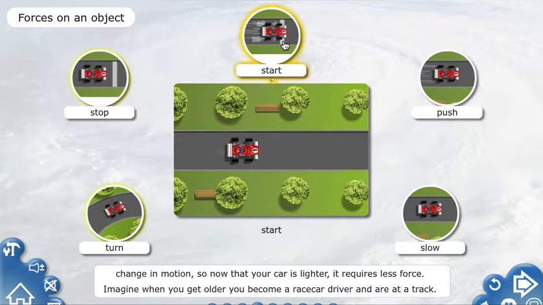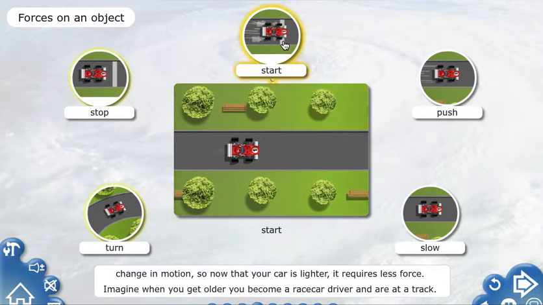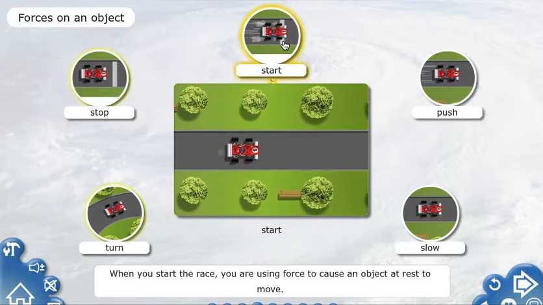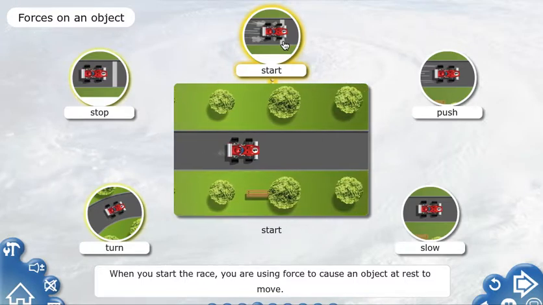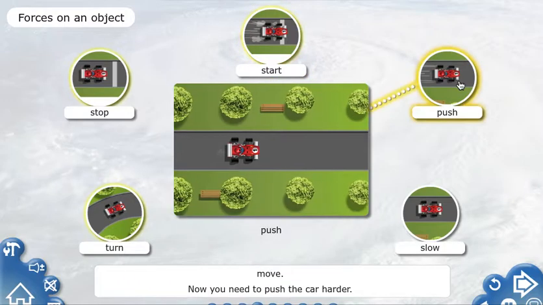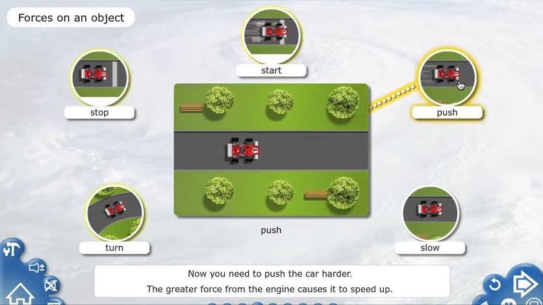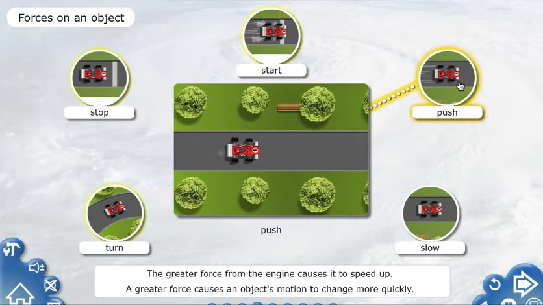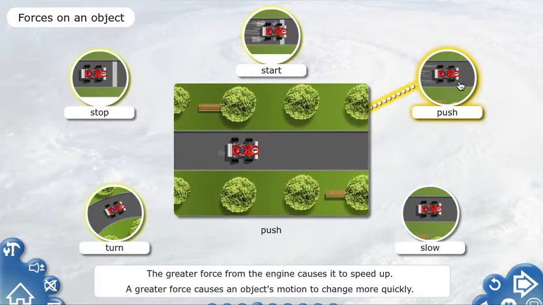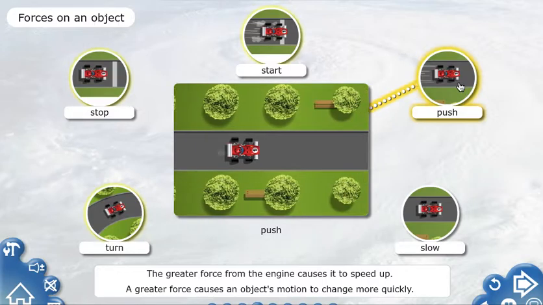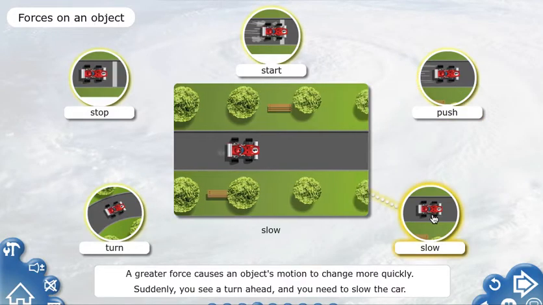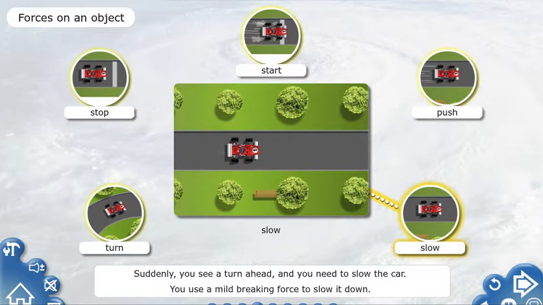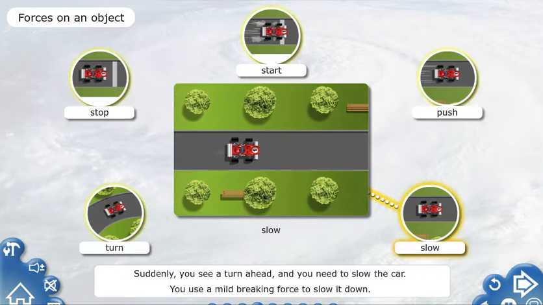Imagine when you get older, you become a race car driver and are at a track. When you start the race, you are using force to cause an object at rest to move. Now you need to push the car harder. The greater force from the engine causes it to speed up. A greater force causes an object's motion to change more quickly. Suddenly, you see a turn ahead and you need to slow the car. You use a mild braking force to slow it down.